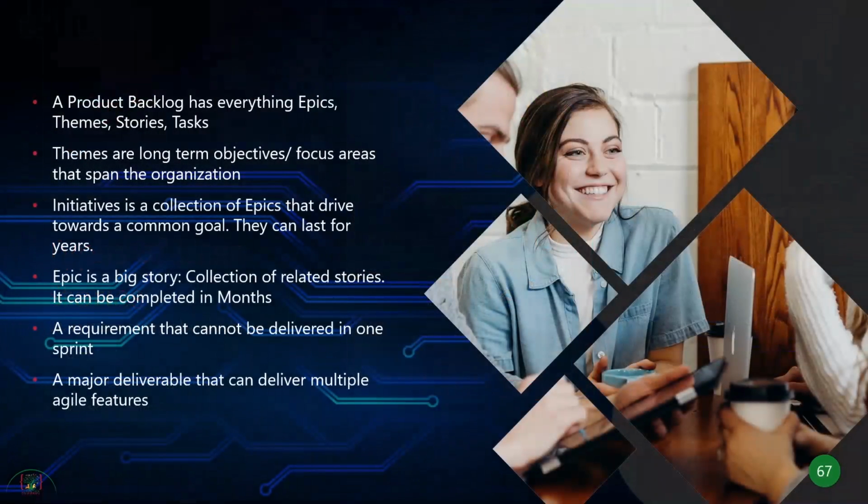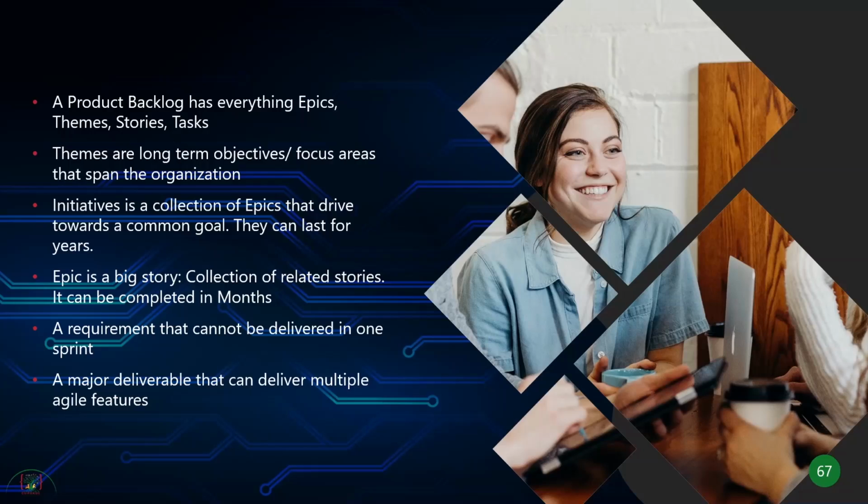Now, going back to the product backlog, we already talked about this. It has epics, themes, stories, tasks. Themes are long-term objectives. Initiative is a collection of epics that drive towards a common goal. And initiatives can actually last for years, right? Selling a product on an e-commerce website is a huge initiative that can last for multiple years. And then you break it down into smaller epics, which are a collection of related stories, which you can probably complete in months.